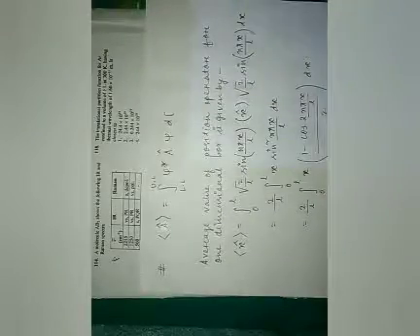Now let's move to next question. Difference in the average values of the position for state n equal to 1 and n equal to 2 of a particle confined in one-dimensional box of length L. So first of all I have to calculate the average value of the position x. Average value of any observable is given by this formula. Chi star, then A, then chi, then d tau. Average value of position operator is given by x.